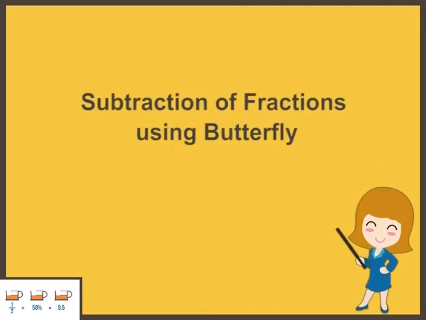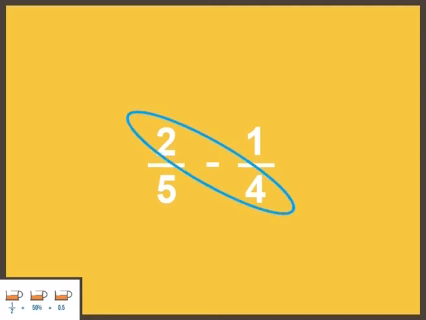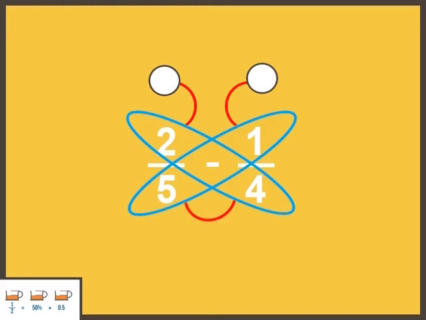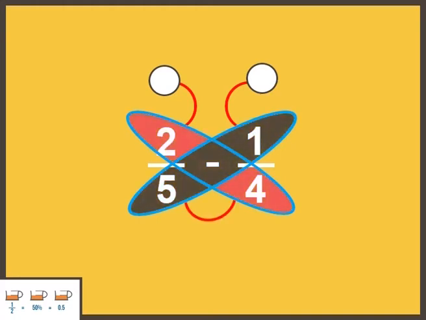In this next question, we will subtract two fractions using the butterfly. Subtract 1/4 from 2/5. Write the fractions as shown and draw the butterfly. Draw the first wing of the butterfly with 2 and 4 crosswise. Then draw the second wing of the butterfly with 1 and 5 crosswise. Let's complete the butterfly. Multiply the numbers in each wing and write the product as shown.